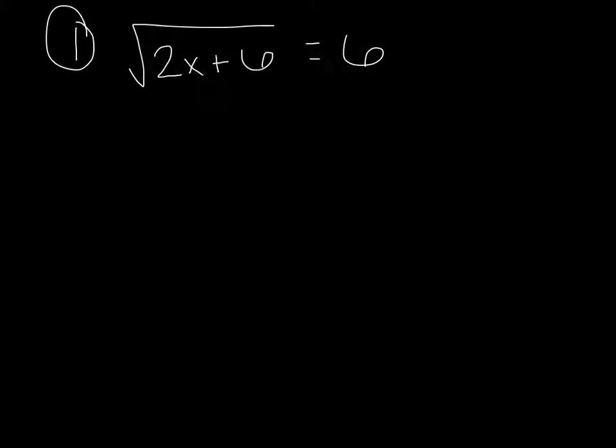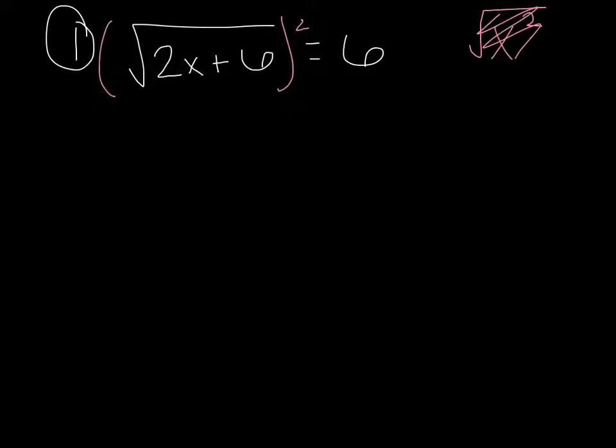Number 1, the square root of 2x plus 6 equals 6. So if you look, the whole entire left side is under a square root. Well, we used to have x to the second, and to get rid of the x to the second, we would take the square root of both sides. So now we're going to do the opposite of that, and to undo that square root sign, we're going to square it. Because square root and squared are opposites of each other.